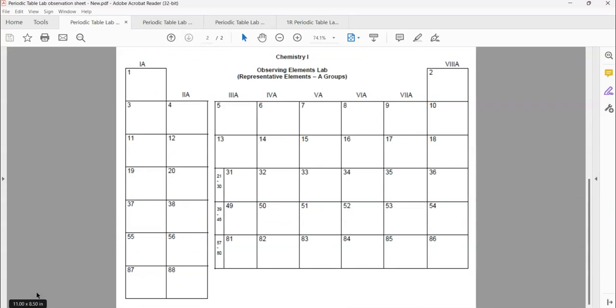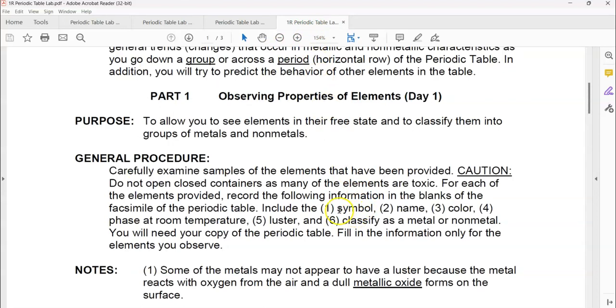Looks like that. Okay? When you have that, what you're going to write down on that is the symbol, the name of the element, what color it is, what phase it is at room temperature, does it have a luster or not, that means is it shiny, and then finally classify it as a metal or non-metal. In addition to that, if there's any other interesting facts that you would want to write down about it, feel free to do so.